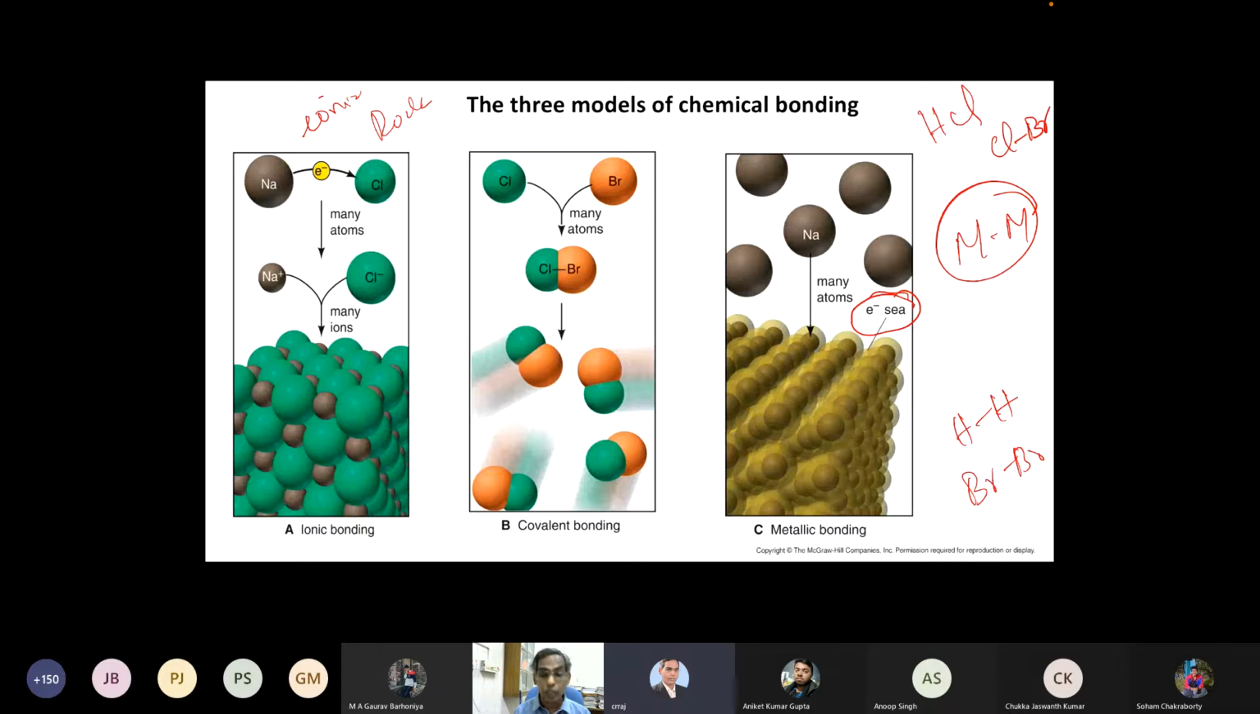I mean, predominantly, it's of a covalent nature. When you study the bonding, you will understand that it may not be 100% covalent. There's a percentage of ionic character, depending on the electronegativity of the particular elements involved, right?